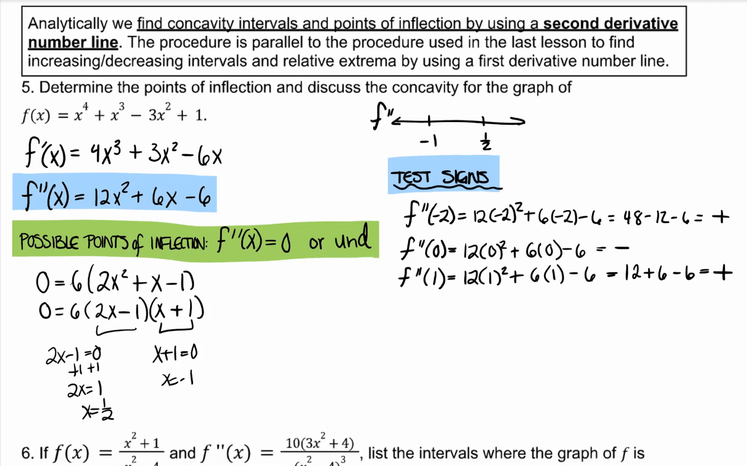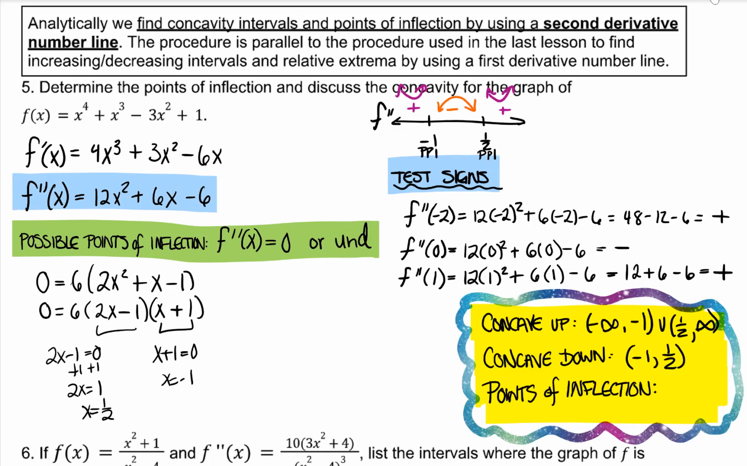The second derivative is positive from -infinity to -1 and from 1/2 to infinity. So the graph of f is concave up on those intervals. F prime prime of x is negative between -1 and 1/2. So the graph of f is concave down on this interval.